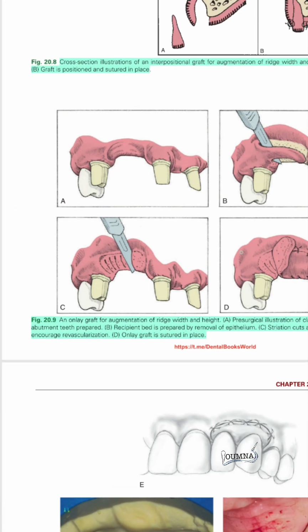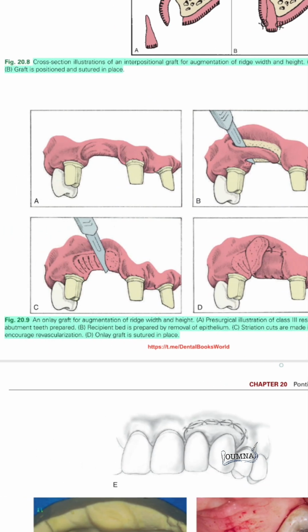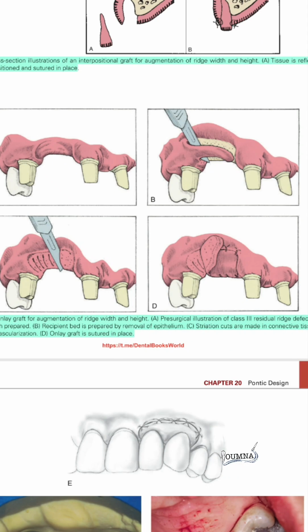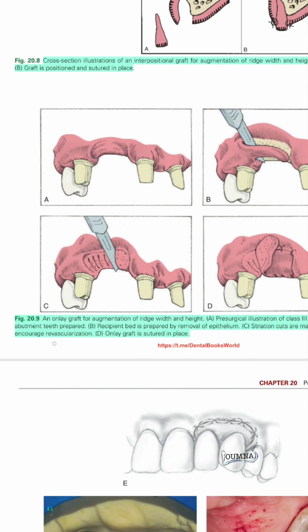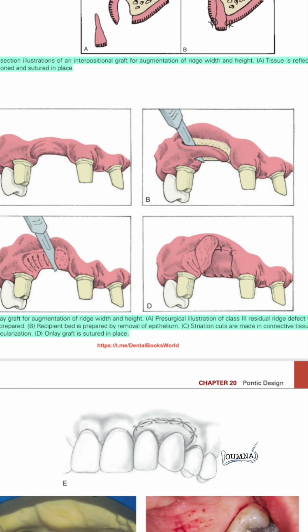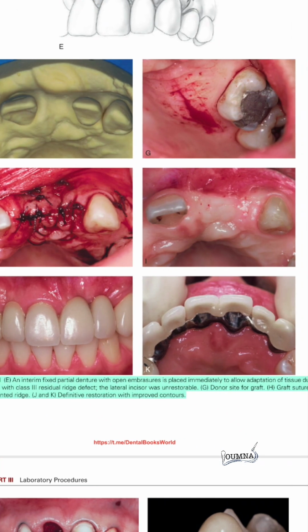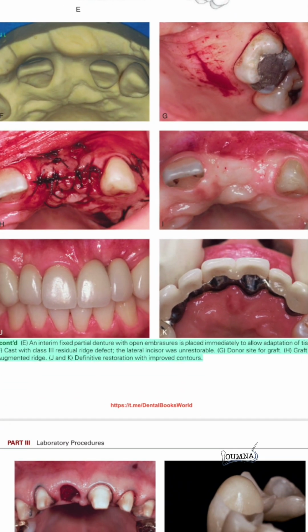This is the illustration of the onlay graft, where the recipient bed is prepared by the removal of the epithelium. Then we make cuts in the connective tissue to encourage revascularization. Then the onlay graft is sutured in place. This is the procedure, and this is after the suture, this is after the healing, and this is the final result.